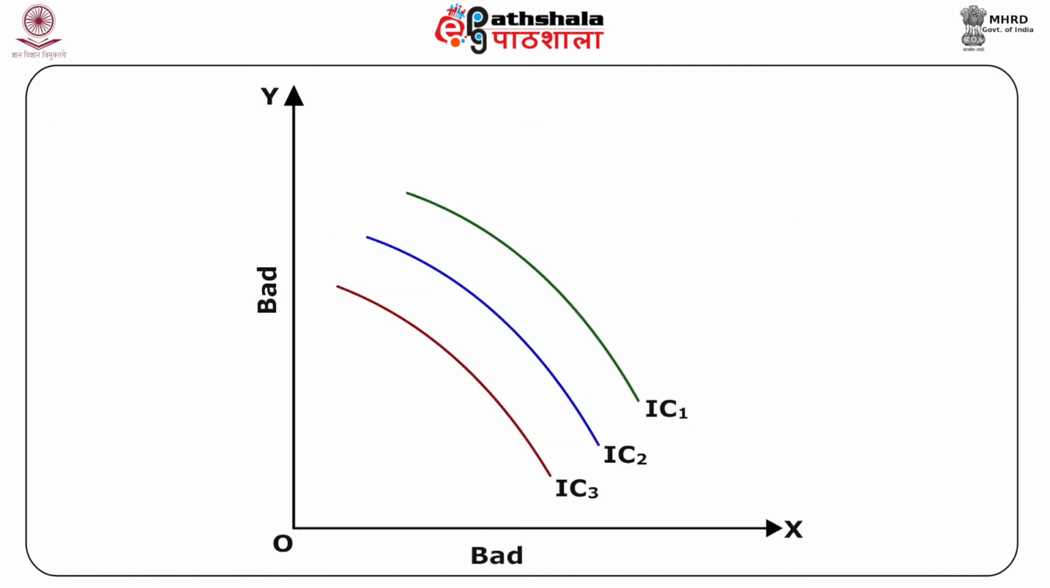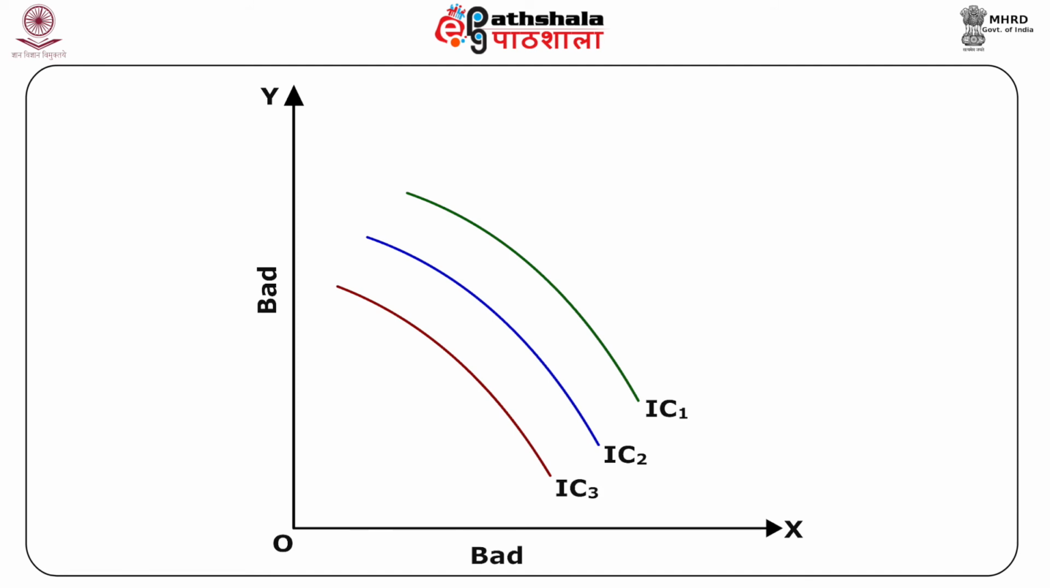When commodities X and Y both are bads, the indifference curve will be downward sloping and concave to the origin, as shown in figure 14. If the consumption of one bad is increased, the consumption of the other bad must fall, so that the fall in satisfaction level due to increase in consumption of one bad can be compensated by an increase in the satisfaction level due to decrease in consumption of the other bad.